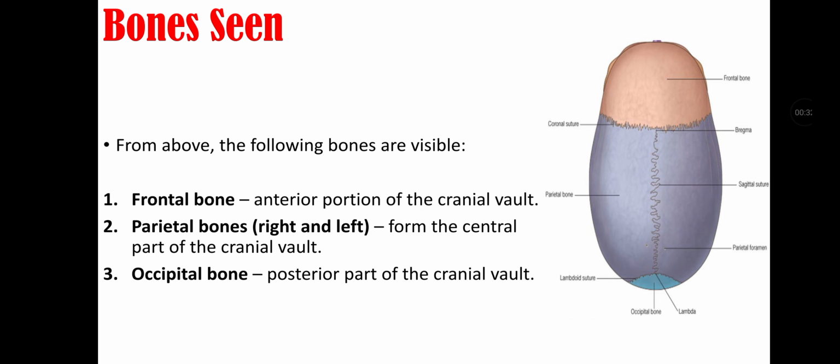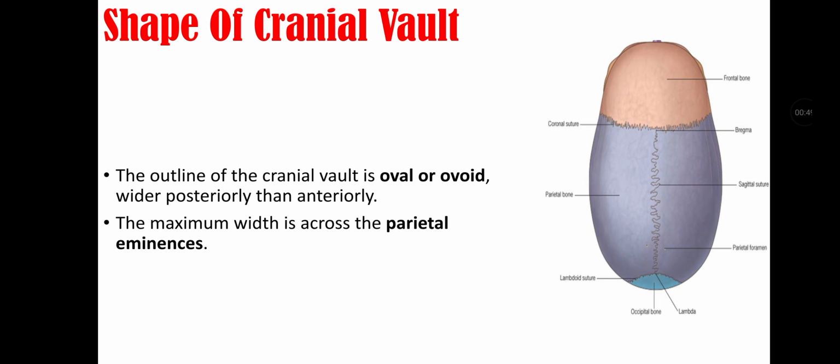Bones seen from norma verticalis. From above, the following bones are visible: the frontal bone, that forms the anterior portion of the cranial vault; the parietal bones, that are the right and left parietal bones, they form the central part of the cranial vault; and the occipital bone, that forms the posterior part of the cranial vault.